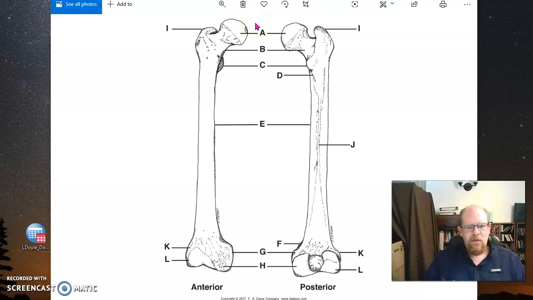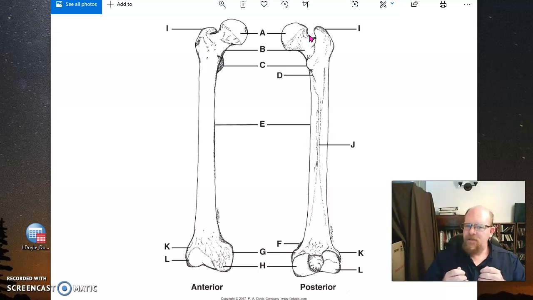So A, head of the femur. I, greater trochanter. B, neck of the femur. C, lesser trochanter. Now, D, let me skip down to E. E is the shaft. Now, if we look at D and J, D is considered the pectineal line. And as it continues to come down, you'll see that it turns into J, which is the linea aspera.